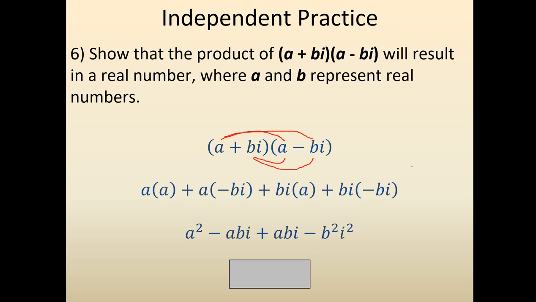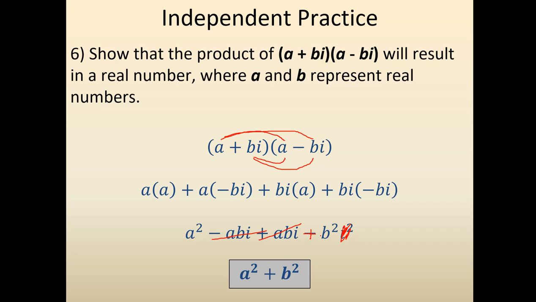So we end up having this. Notice this is an abi, this is an abi. They end up canceling out since they have different signs. And then the i squared drops out, becomes a plus in front of the b squared. So we end up getting a squared plus b squared.